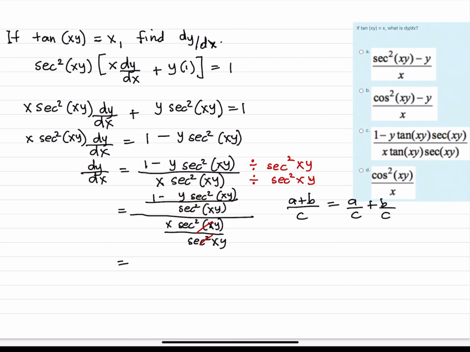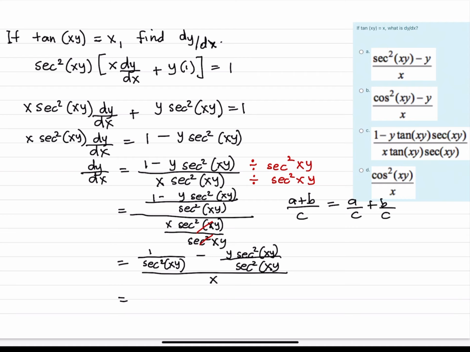So let's write it down. 1 over secant squared xy minus y secant squared of xy all over secant squared of xy all over our denominator. What is left in the denominator? Just the expression x. Okay, now what is 1 over secant squared?